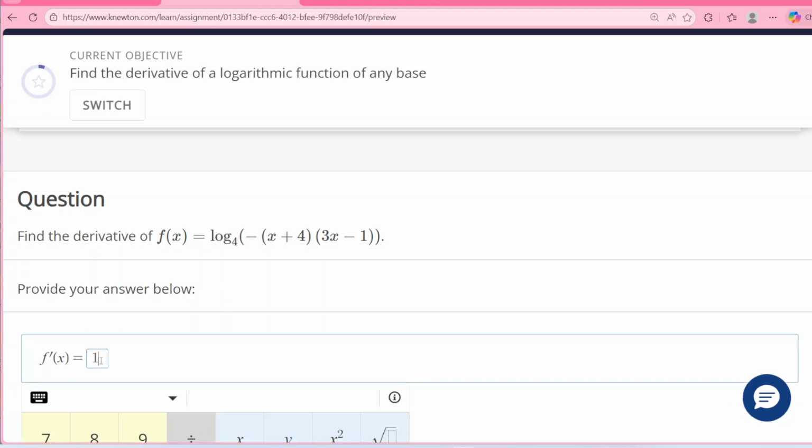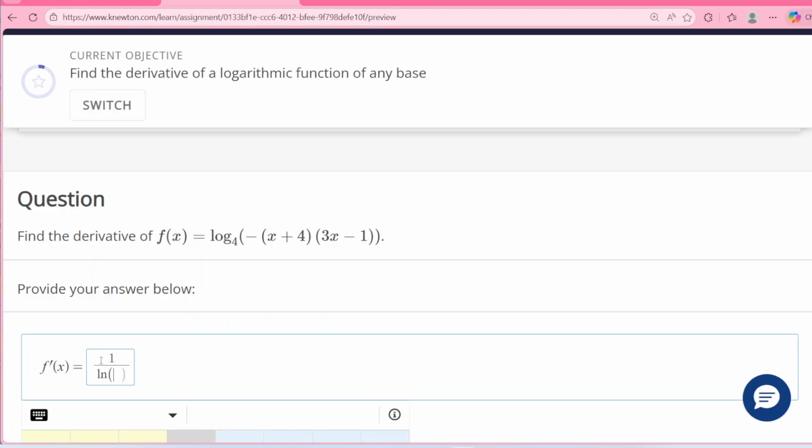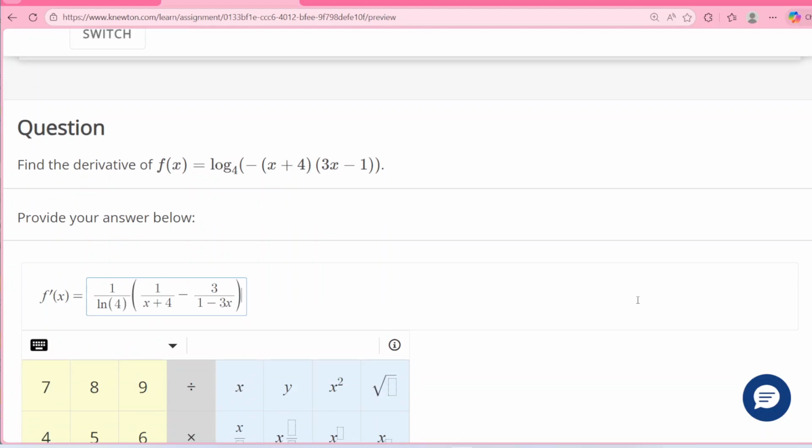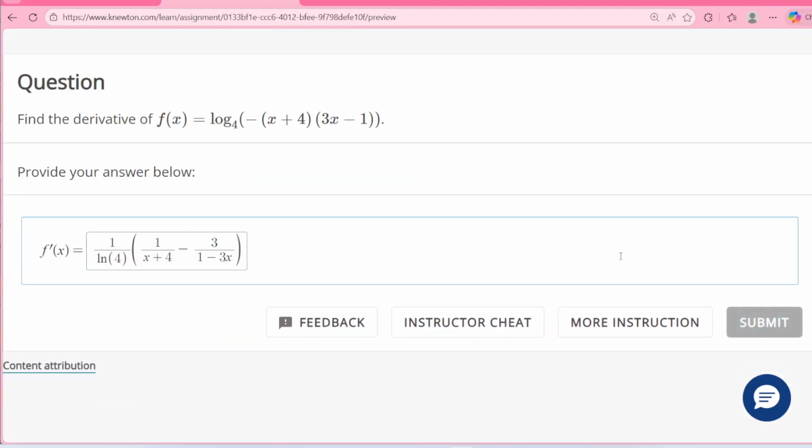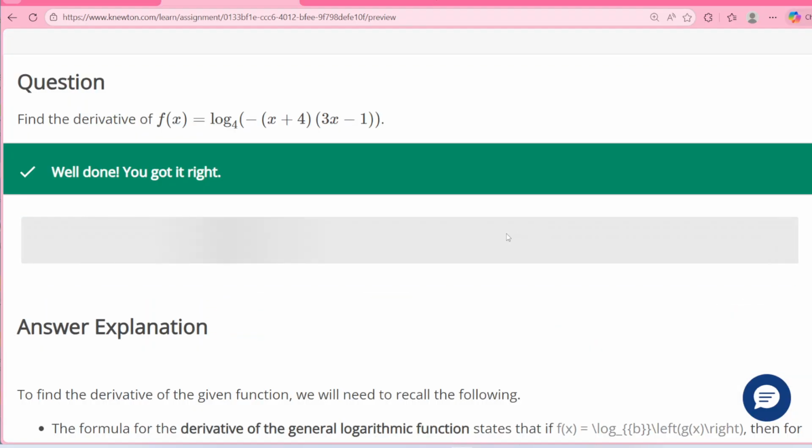So the derivative is 1 over the natural log of 4 times, and then in parentheses, what would be left over if I did that? 1 over x plus 4, and then -3 over 1 minus 3x. And that should be good, equivalent to what they have anyway.